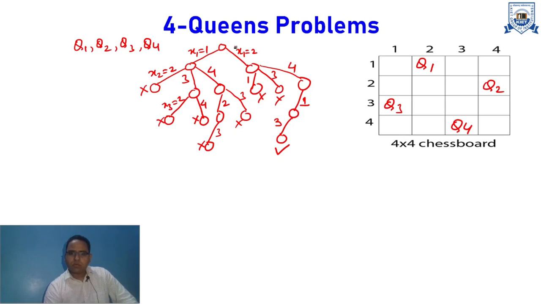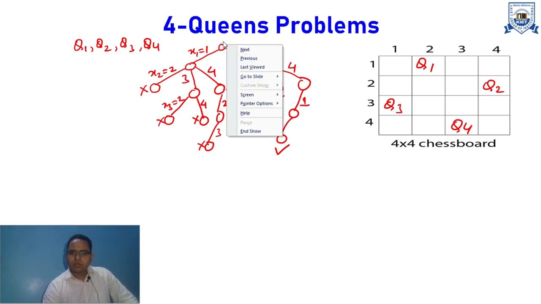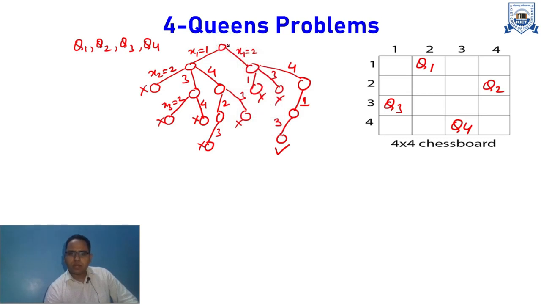Since we have 2 more left, you can also try it yourself: when q1 is in the third column, and similarly when q1 is in the fourth column. We'll get a huge state space tree, and similarly you can find one more solution.